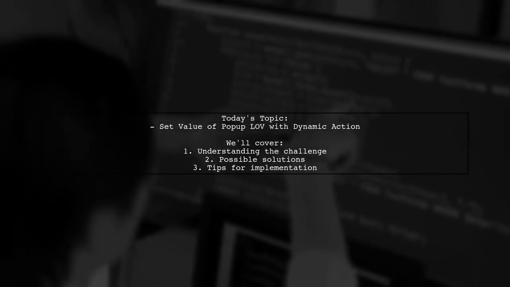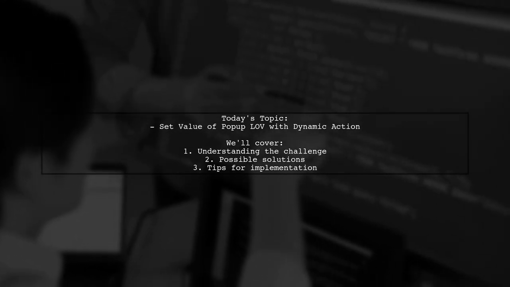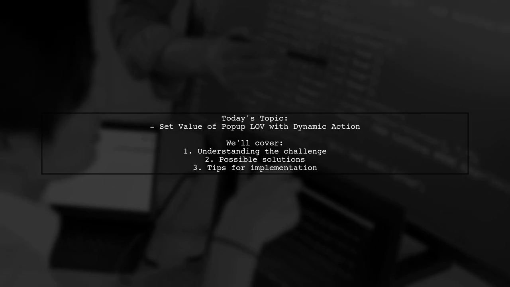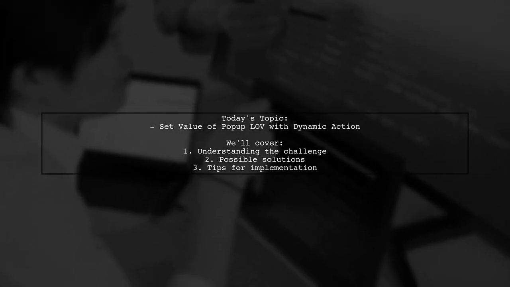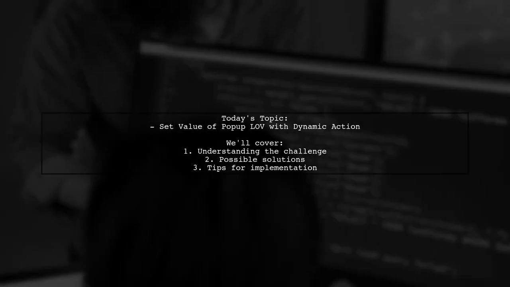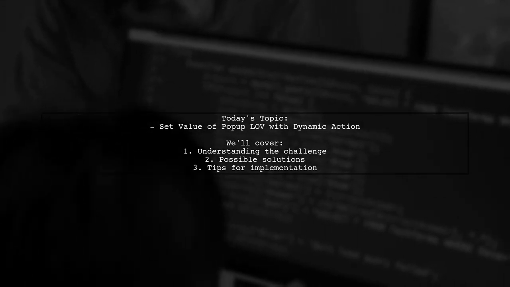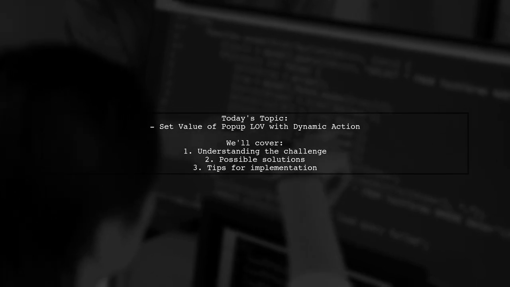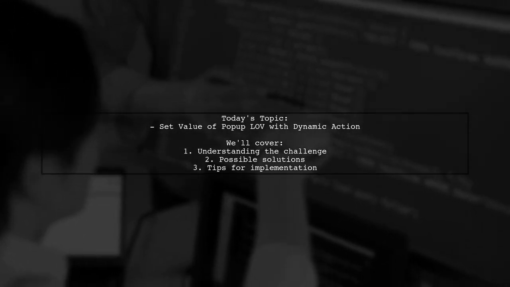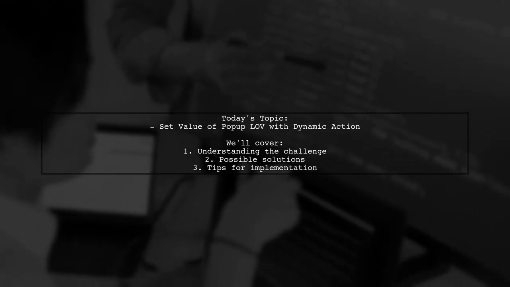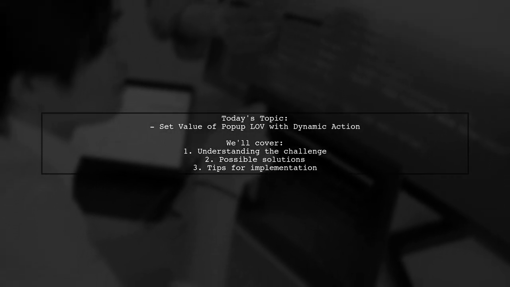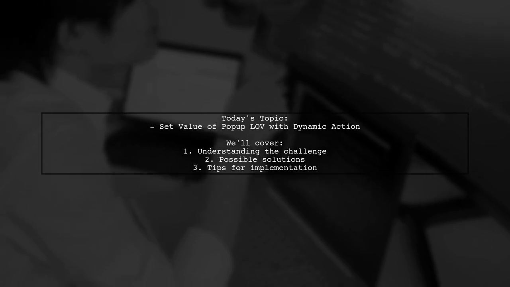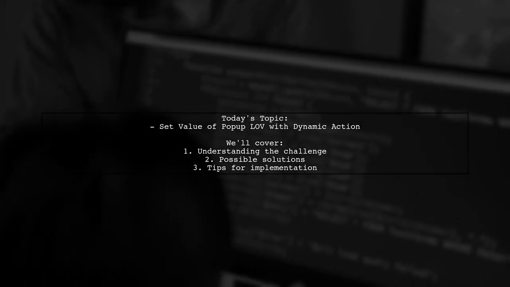Today, we're tackling a question that many developers encounter when working with dynamic actions in their applications. Our viewer is curious about how to set the value of a pop-up list of values, or LOV, using a dynamic action with a PLSQL function body. While this method works seamlessly with select lists, it seems to pose a challenge with pop-up LOVs. Let's explore this issue together and uncover the solution.